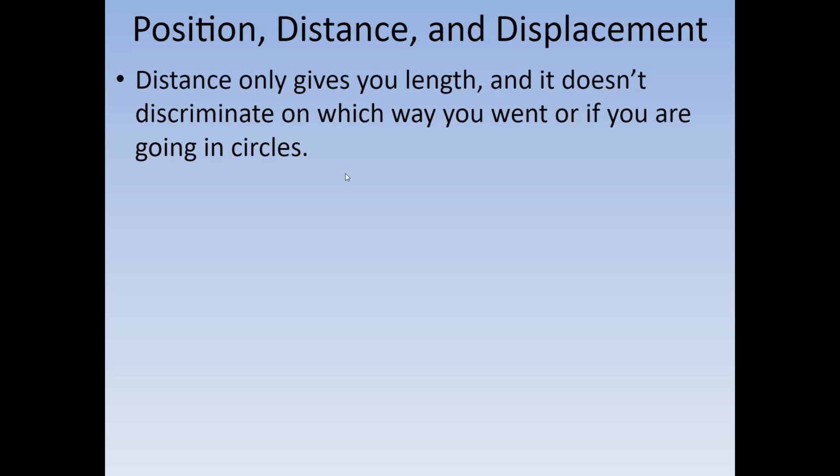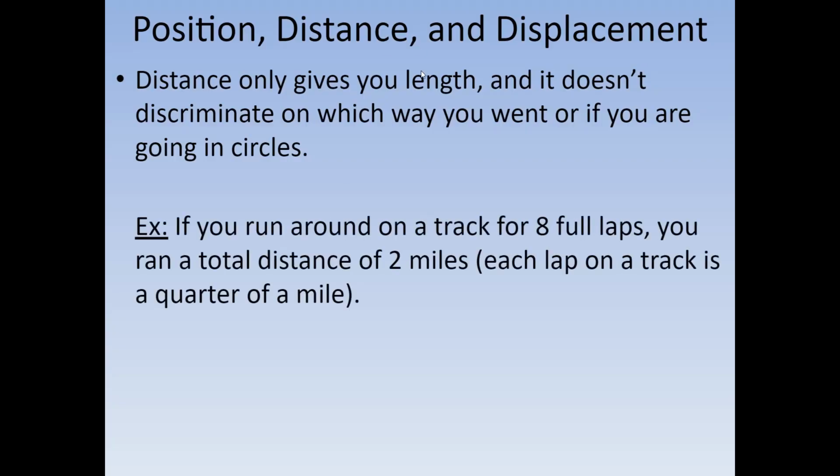All right, so now distance. Distance will tell you the entire length that you travel, but the problem is that it doesn't discriminate whether you went in circles, whether you backtracked, or what direction you're going in general. So, in the example of running around the track for 8 laps, you'd end up running a total distance of 2 miles.